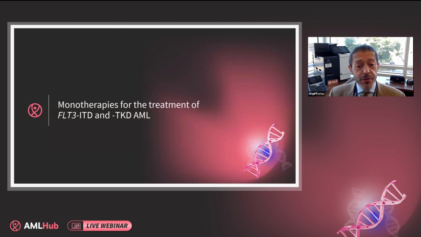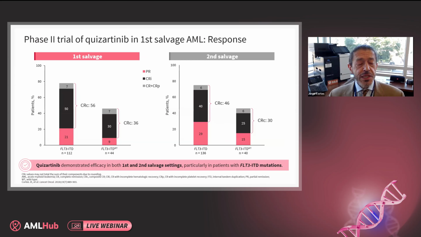So we're going to talk first about the use as monotherapy, which is how these drugs were developed and how, at least for the moment, gilteritinib is approved. And as you can imagine, the initial development was in the salvage setting. And I'll start with quizartinib, which went through a very tricky road of identifying the optimal dose.